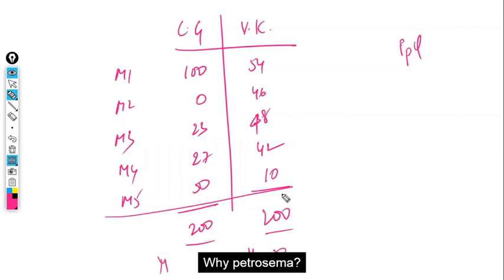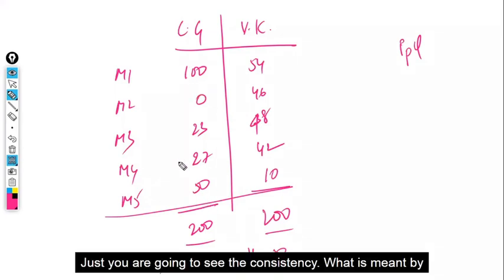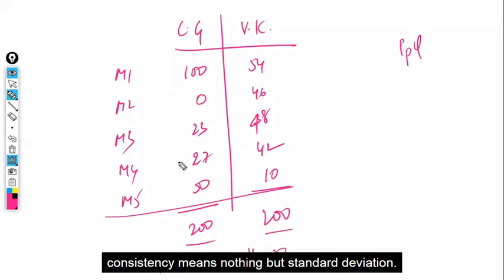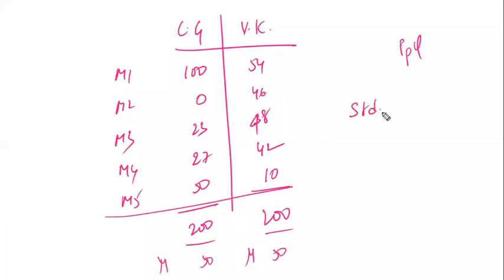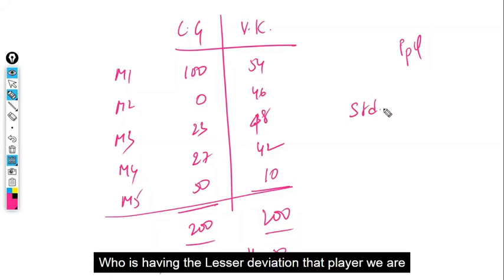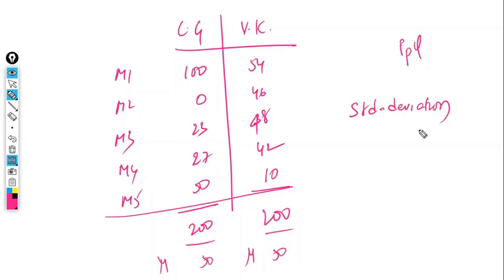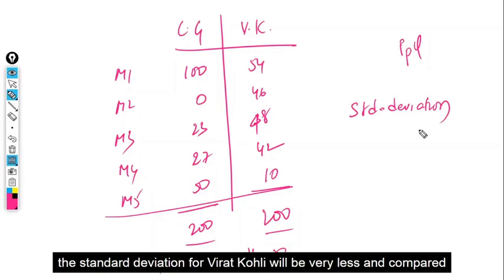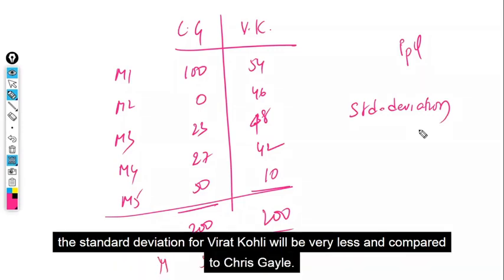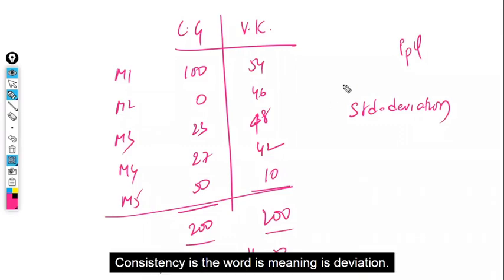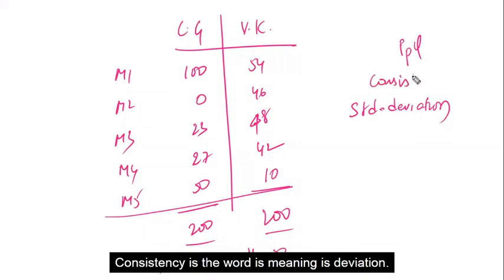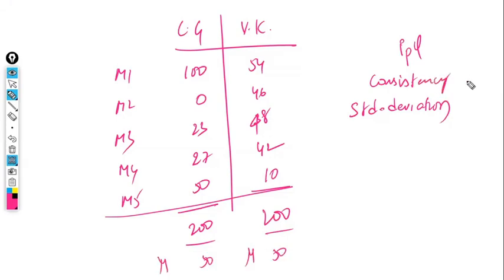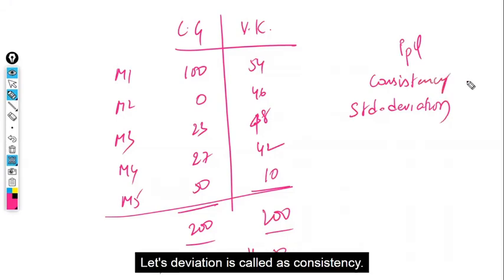Why? Patriotism, right? Nothing else. You are just going to see the consistency. What is meant by consistency? It is nothing but standard deviation. Who has the less deviation? That player we are going to select. Calculate the standard deviation for both of them, and you will find the standard deviation for Virat Kohli will be very less compared to Chris Gayle. Consistency means deviation. Less deviation is called consistency.